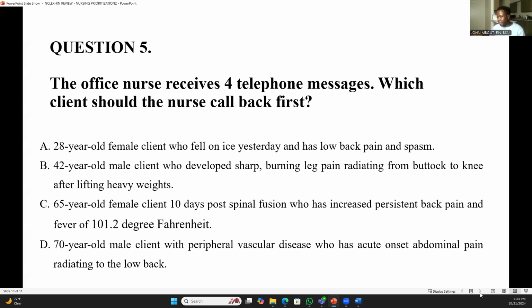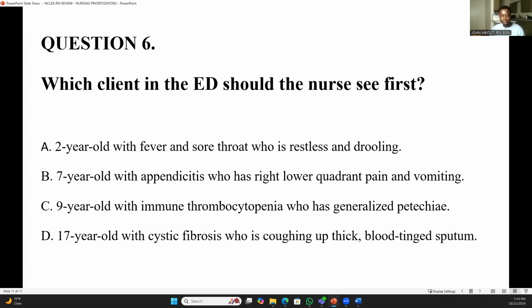Let's look at the last question for the day. Question number 6 says, which client in the ED should the nurse see first? A, 2-year-old with fever and sore throat who is restless and drooling. B, 7-year-old with appendicitis who has right lower quadrant pain and vomiting. C, 9-year-old with immune thrombocytopenia who has generalized petechia. D, 17-year-old with cystic fibrosis who is coughing up thick blood-tinged sputum. Which one should we see first?